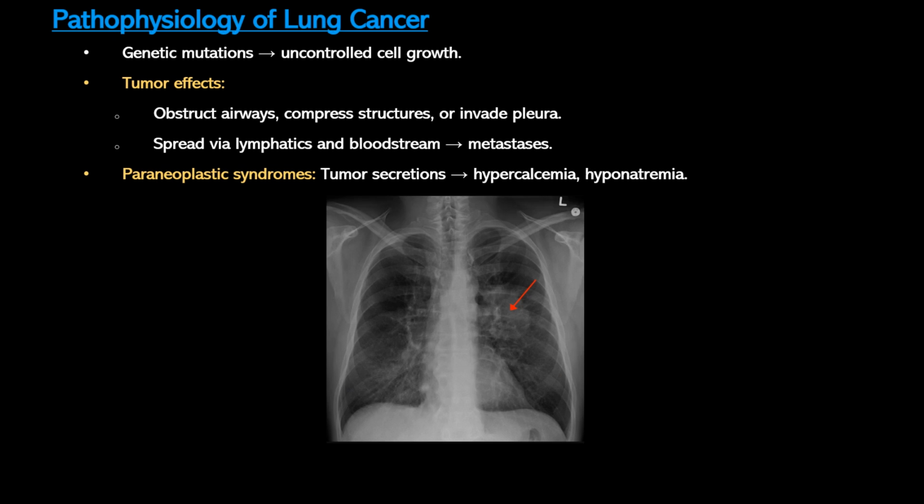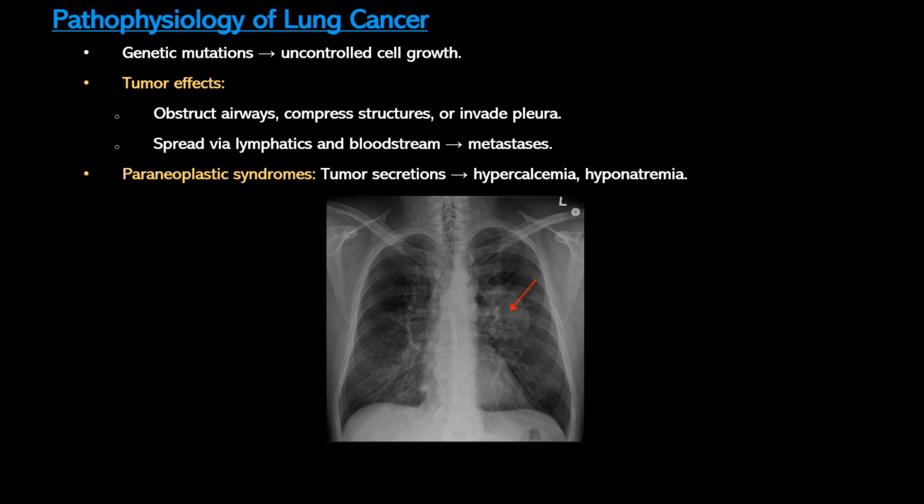The pathophysiology of lung cancer begins with genetic mutations that lead to uncontrolled cell growth in the lung tissue. As tumors grow, they can obstruct airways, compress nearby structures, or invade the pleura, causing significant respiratory symptoms.